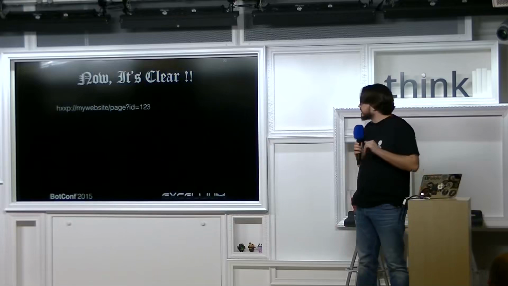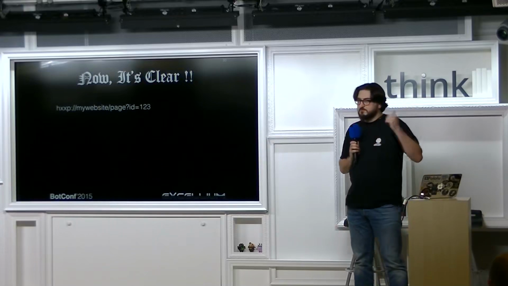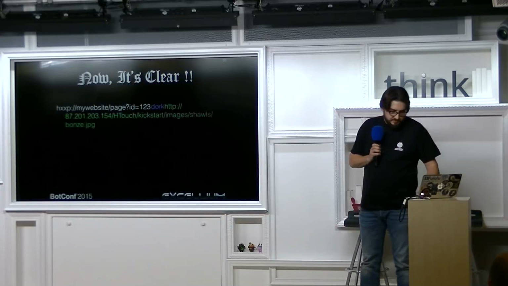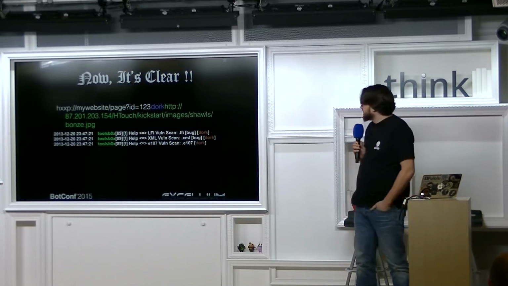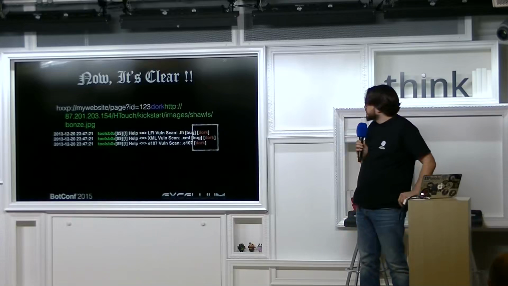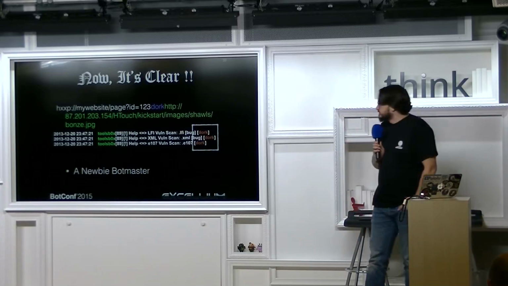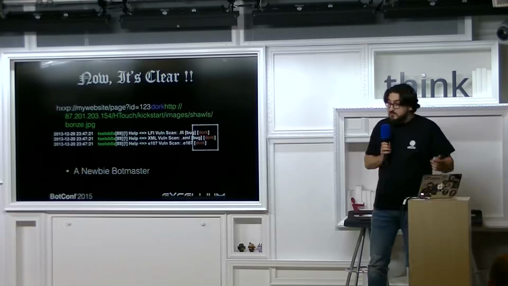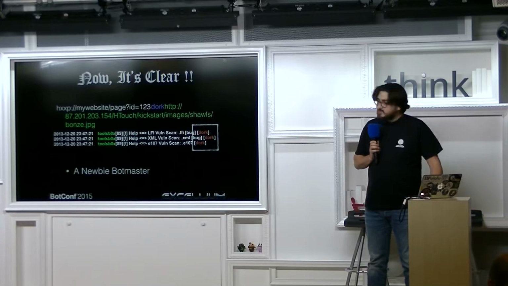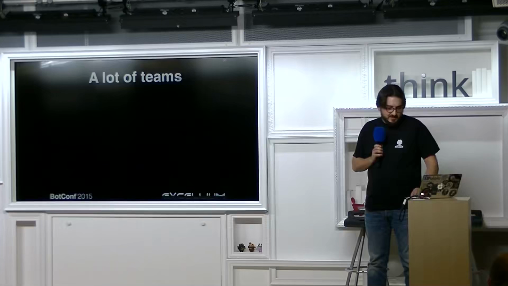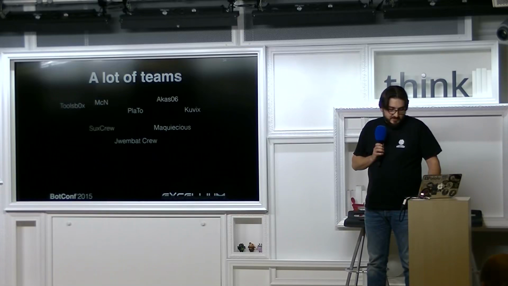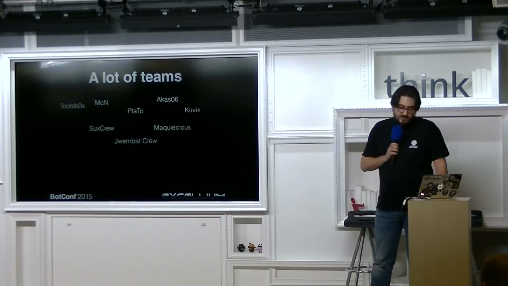So now it's clear. If you remember the strange web request with the dog part, and if you take a look at the documentation, you may find why I have a dog in my query. Probably a newbie bot master. So sometimes it happens. You have to learn. There are a lot of teams. It's not one guy. It's a lot of teams doing the same job, copying each other. I think it's like that. You have many names, and sometimes some teams are more proud than others.